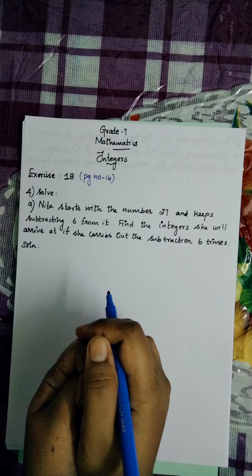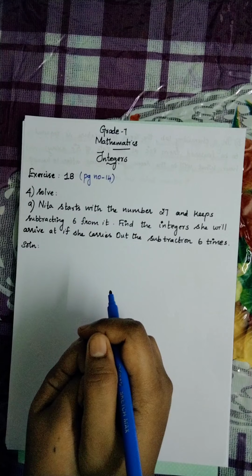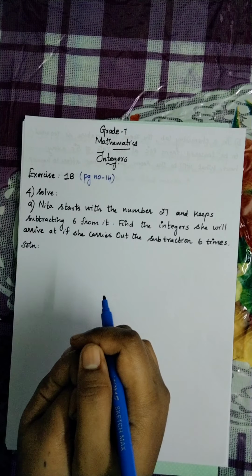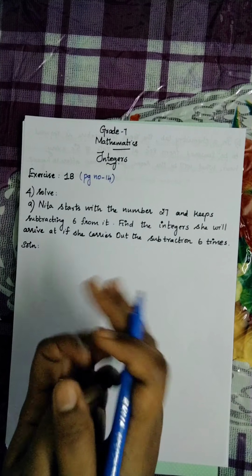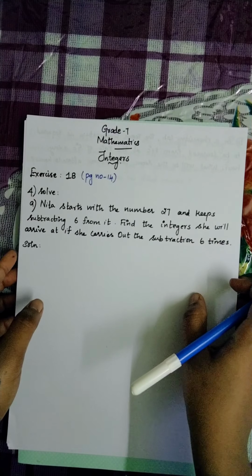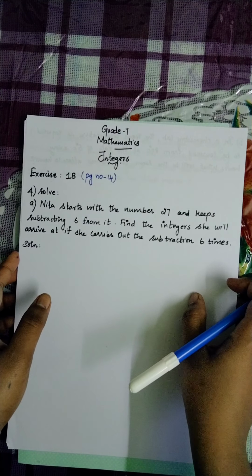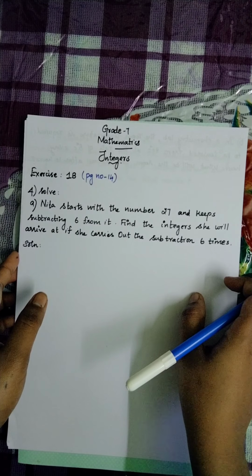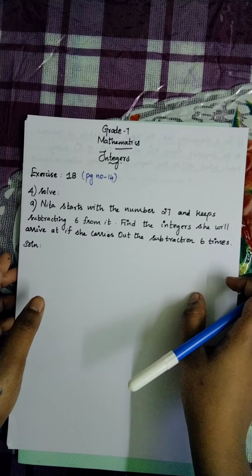Exercise 1B, fourth question. Under the fourth question, there are totally 5 sums. We are going to solve them one by one. First sum is, listen. Nita starts with the number 27 and keeps subtracting 6 from it. Find the integer she arrives at if she carries out the subtraction 6 times.